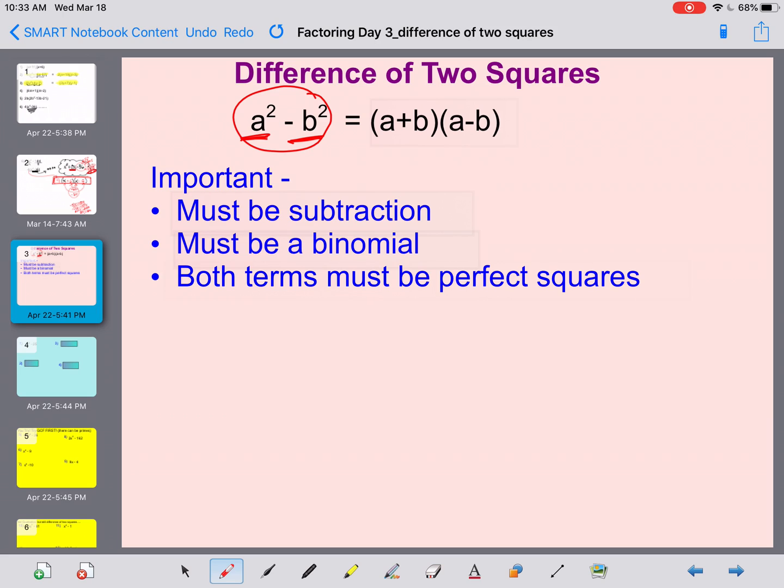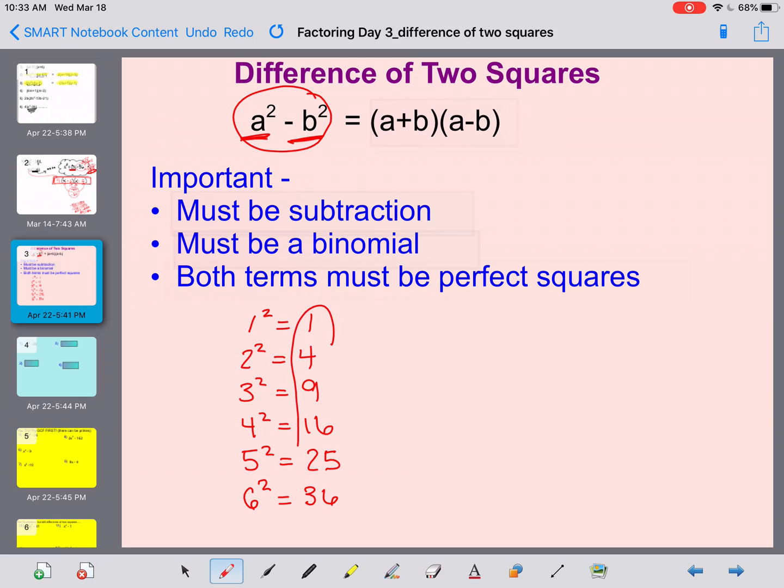Now, your list of perfect squares is this, right? 1 is a perfect square. 4 is a perfect square. 9 is a perfect square. 16 is a perfect square. 25 is a perfect square. And you could keep doing this. These are your perfect squares that you need to know. Right? So now we're going to go through some examples.